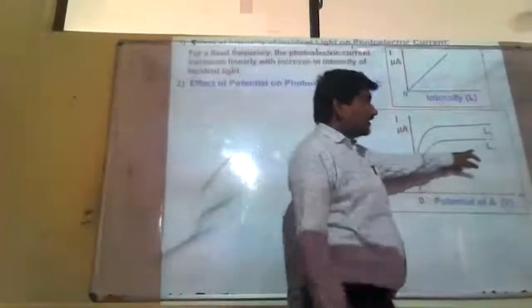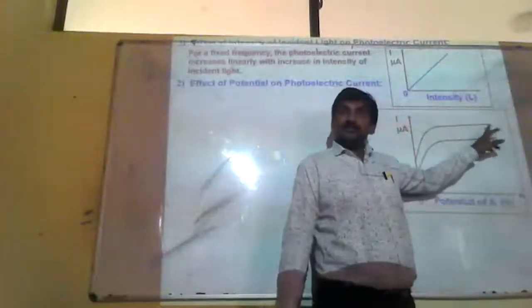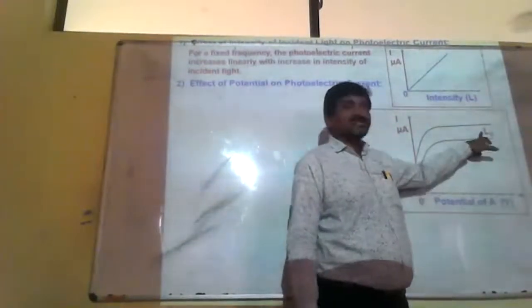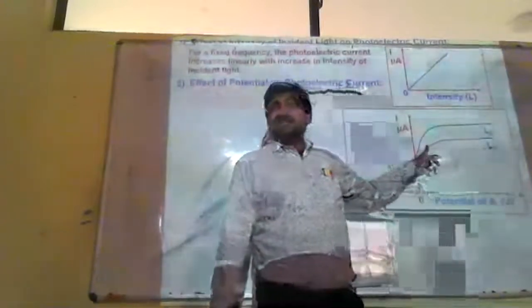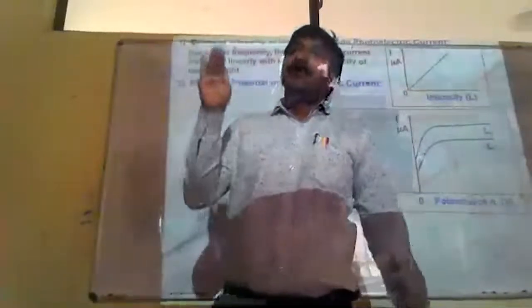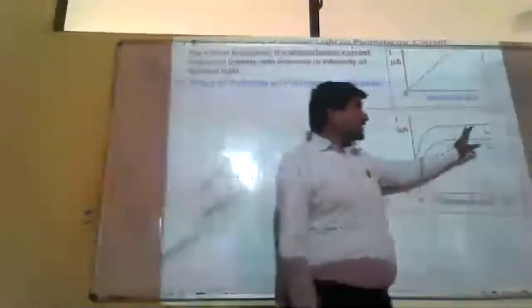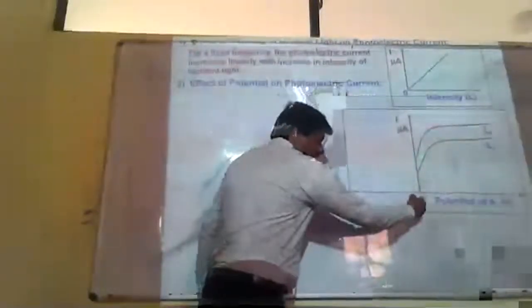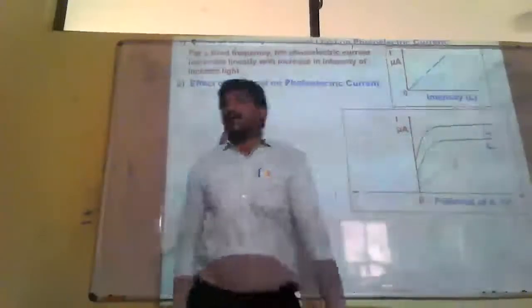You can see here, this is L1, this is L2. Means L1 is a light intensity, L2 is also a light intensity, but L2 is greater than L1. While I am increasing the anode potential, since intensity is higher, photocurrent also is higher. Photocurrent has increased. But in the negative direction, whatever I have increased the anode potential, I am now decreasing.